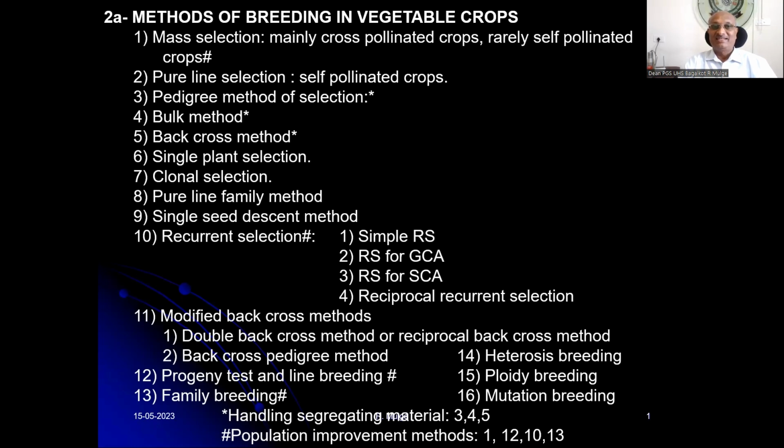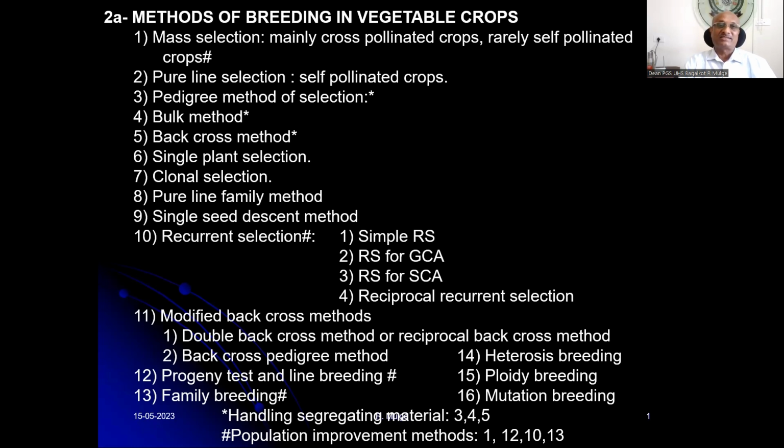Bulk, right? So this is well suited for self-pollinated crops. And similarly, one more method of handling the segregating generations in cross-pollinated crops is the backcross method. In the backcross method, you cross a donor parent and a recipient parent, and you use the recipient parent as the repetitive or recurrent parent to gain all the characters of the recurrent parent. So it's also handling the segregating material.